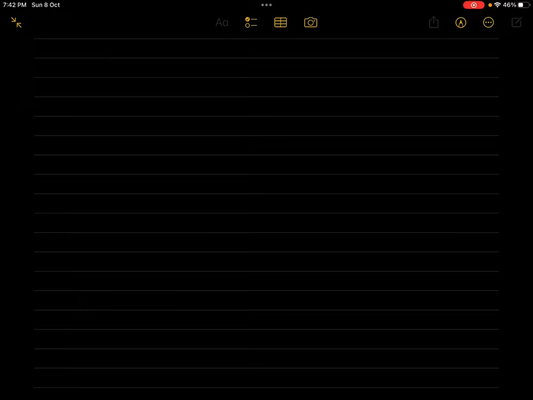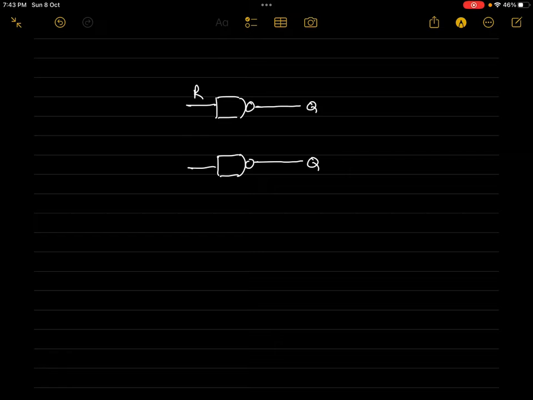Hello friends, today we will learn the working of JK flip-flop. A JK flip-flop can be constructed using an SR latch. So first we will draw an SR latch. An SR latch has two NAND gates: NAND gate number 1, NAND gate number 2. Its outputs are Q bar and Q, and inputs are R and S.